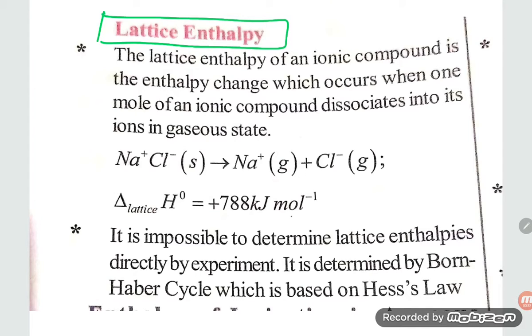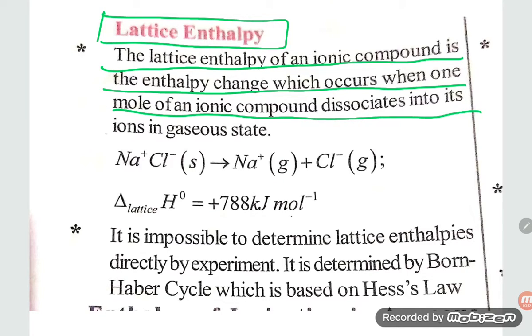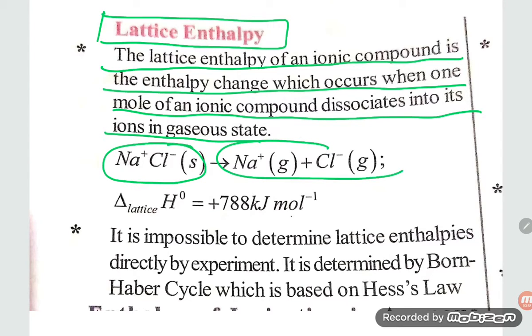According to the slide from the Narayana book, the lattice enthalpy of an ionic compound is the enthalpy change which occurs when 1 mole of ionic compound dissociates into its gaseous ions. So if 1 mole of NaCl is dissociating into ions, that is the enthalpy required. This enthalpy change is known as the lattice enthalpy. When you are dissociating, you need to supply energy, that is, absorption.